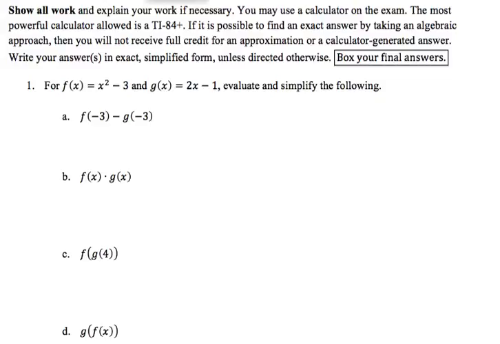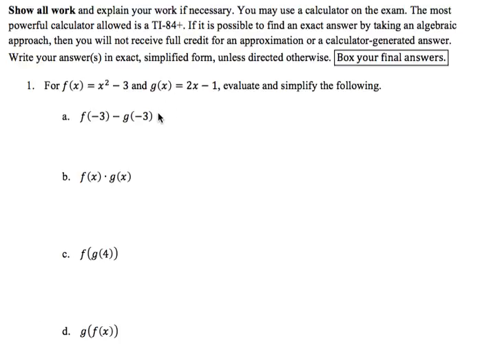Okay, in this video we're going to work through exam 1, and I'll talk through all of the problems as we go and explain them. So in this first problem we have f of x equals x squared minus 3 and g of x equals 2x minus 1. And we want to find these four things for f and g.